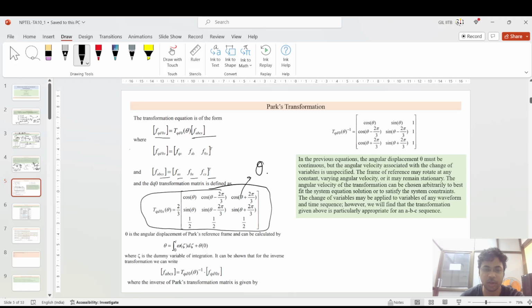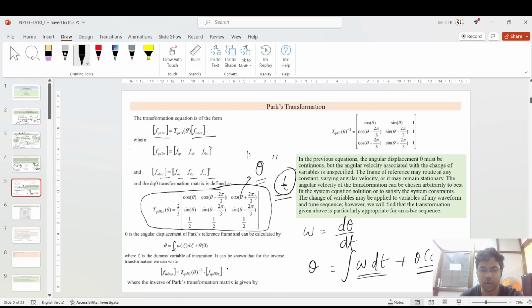If you see, T dq naught s is a function of theta. This is the important point: it is a function of the rotating frame angle, but not a function of time. And theta can be derived, since omega is equal to d theta by dt. So theta is the integral of omega dt, and you can also define theta naught, which may initially be there, which is constant.